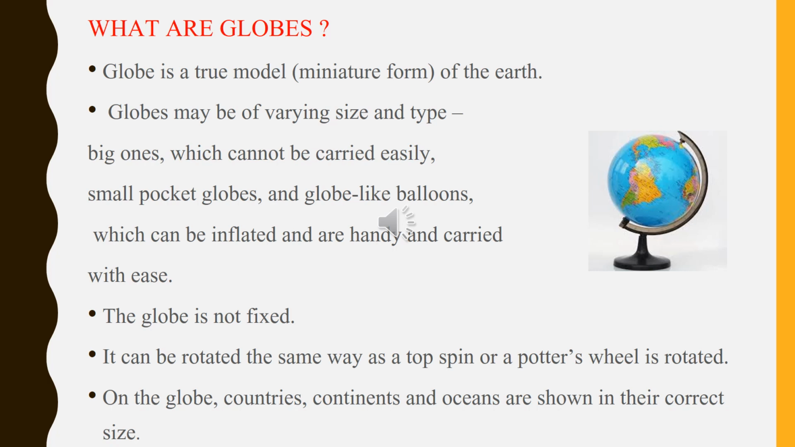Globes may be of varying size and types. Big ones which cannot be carried easily. Small pocket globes and globe-like balloons which can be inflated are handy and carried with ease. The globe is not fixed. It can be rotated the same way as a top spin or a potter's wheel is rotated. On the globe, countries, continents and oceans are shown in their correct size.